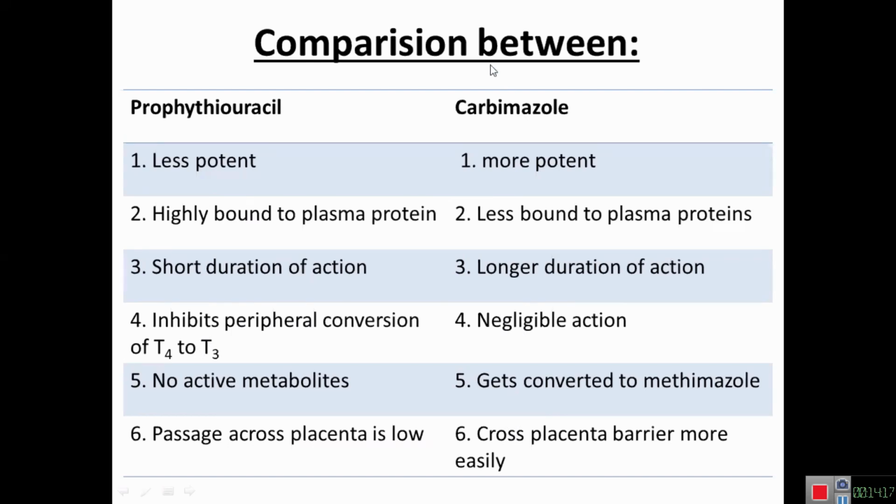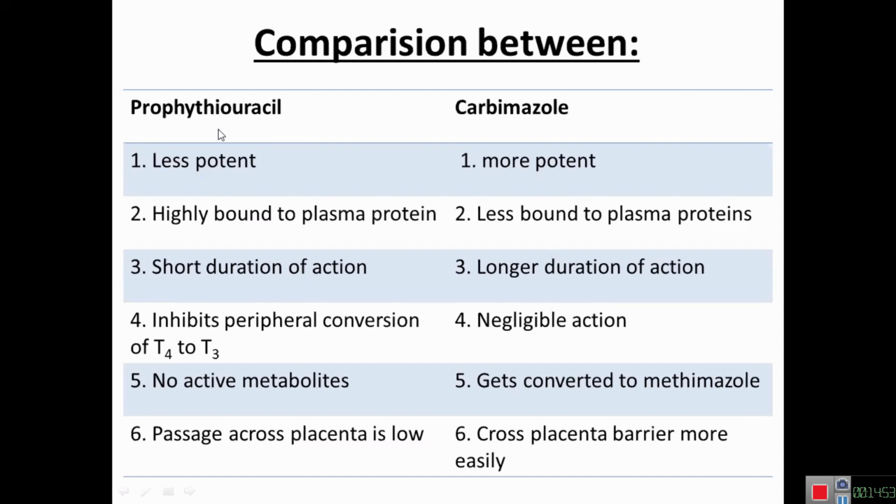Please keep it in your mind, this may be an MCQ for you. Methimazole is the active metabolite of carbimazole. They can ask: carbimazole can be converted to which of the following metabolites? You should know it is methimazole. For the teratogenic effects, for the toxicity, propylthiouracil does not cross the placenta much, but carbimazole can cross the placental barrier more easily.